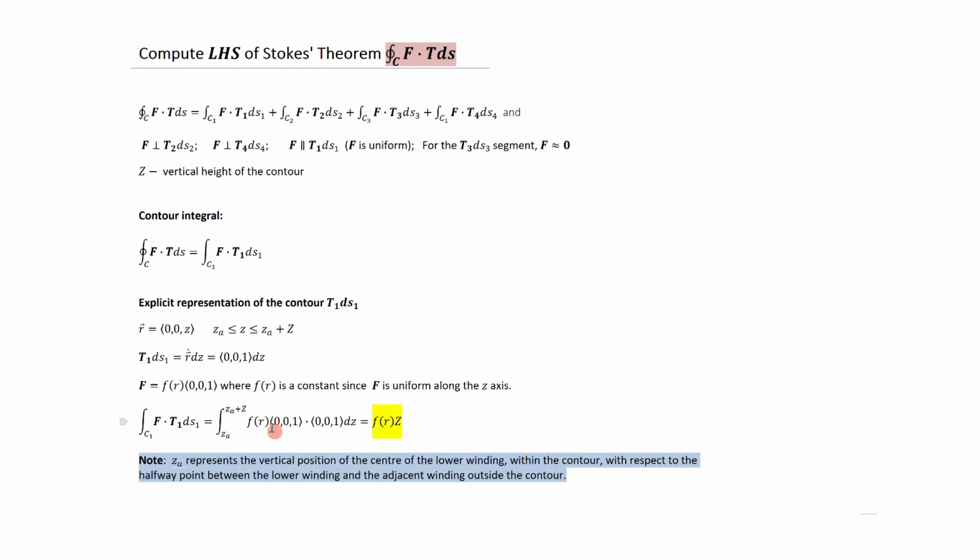So the dot product of these two gives you 1, and so you're integrating between the upper limit and the lower limit. This gives you F of r times Z. Again, this is fixed for this particular geometry; it doesn't change. So this is just a reminder that ZA represents the vertical position of the center of the lower winding within the contour, with respect to the halfway point between the lower winding and the adjacent winding outside the contour.